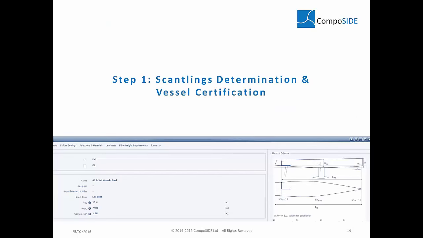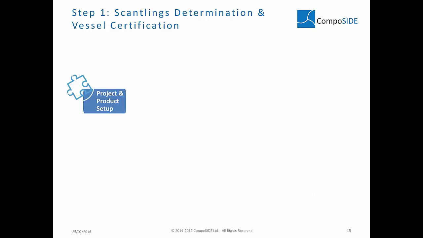Okay, so the reason why you're all here. So Scantling determination and vessel certification. This is YACHTScant for us. So we have our projects and product setup, which we've already done. Our topology import, so this is our structure for our boat. We'll show this later. So depending on whether you have a very defined structure for each project within your company, or you'd like to create a structure for each project, we give you templates which you can download, modify however you want to, and then import that structure in.